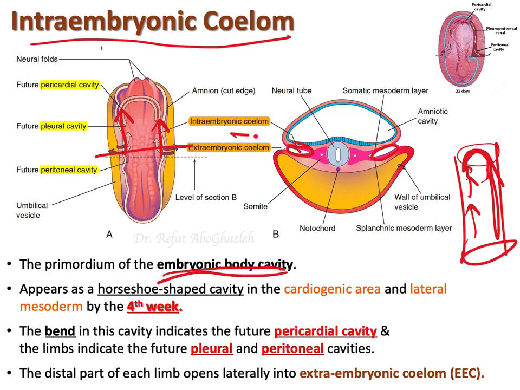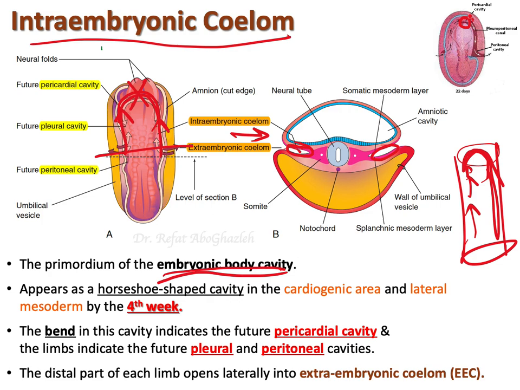Then up, yes, it's connected like that. So it forms a horseshoe-shaped or inverted U-shaped structure. This is the location of this cavity in the embryo. Now at this bend here, the bend in this cavity indicates the future pericardial cavity. So this is the location of the pericardial cavity.